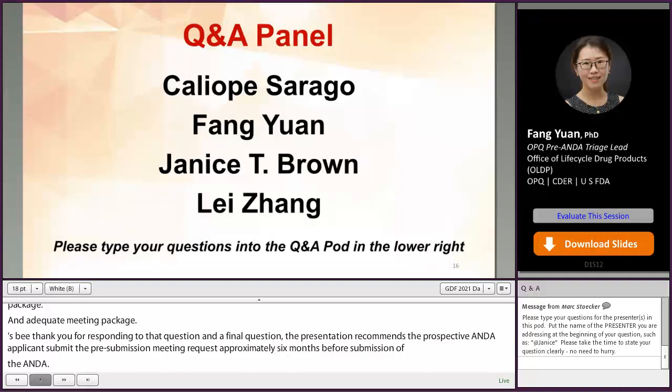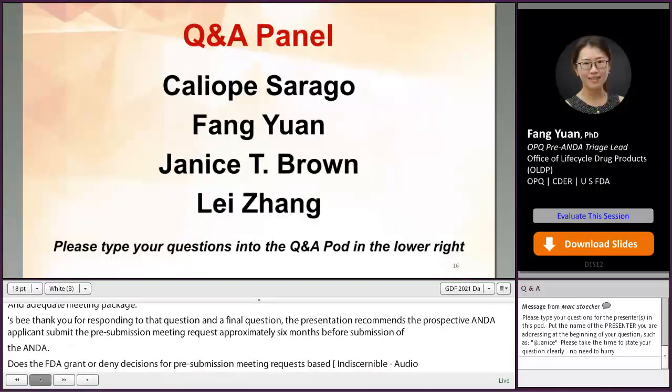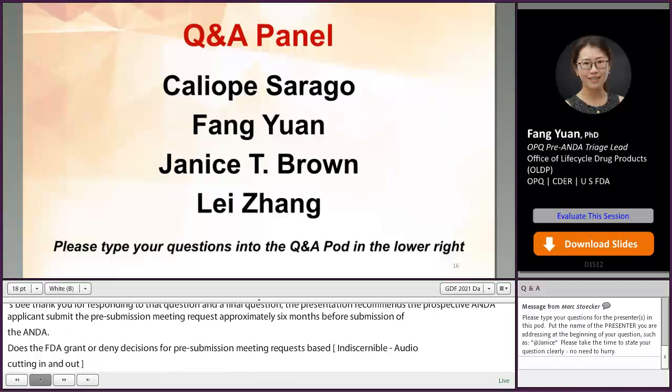No. FDA does not make grant or deny decisions for PSUBs based on the target timeline for the ANDA submission. So the timeline is a recommendation for the applicants to consider if they plan to submit a PSUB.